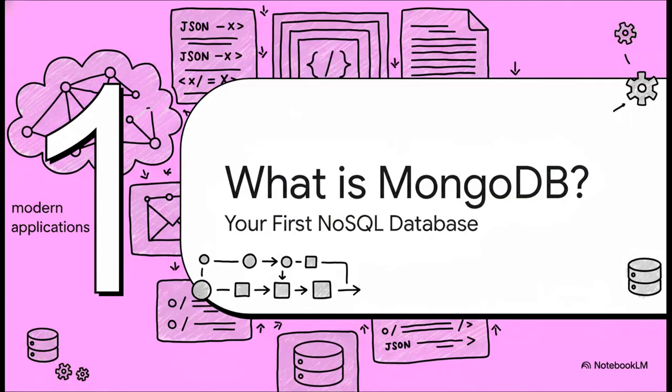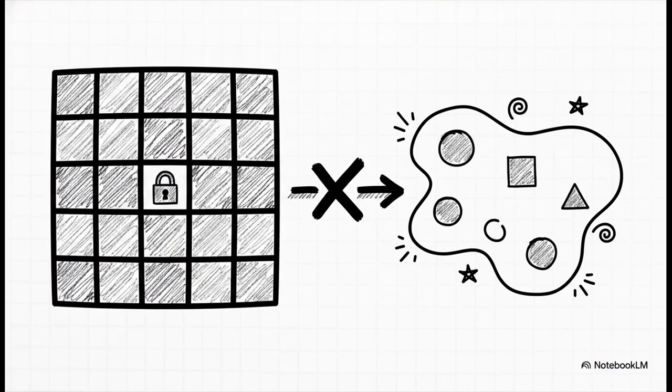So, first things first, what exactly is MongoDB, and why has it become so incredibly popular for building all sorts of modern applications? Well, the most crucial thing to understand is this. Instead of the rigid rows and columns you might be used to from SQL databases, MongoDB uses a flexible document model. If you've ever worked with JSON or JavaScript objects, this is going to feel incredibly natural. The whole idea is to make your development process faster and just way more intuitive.